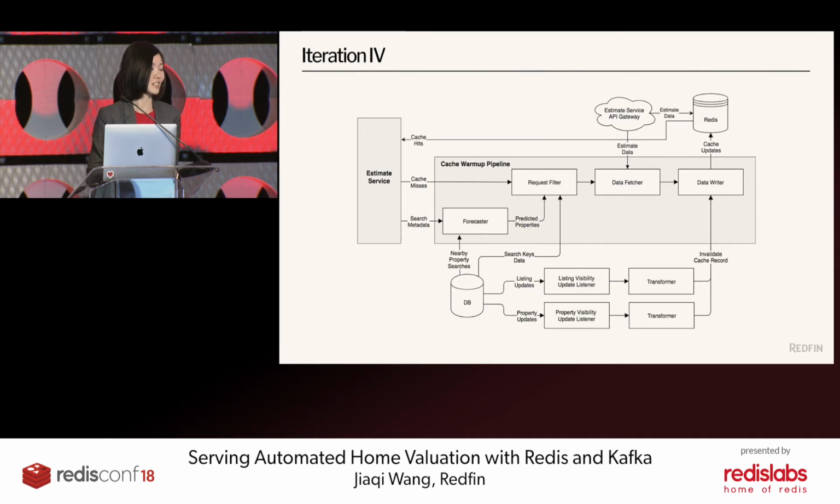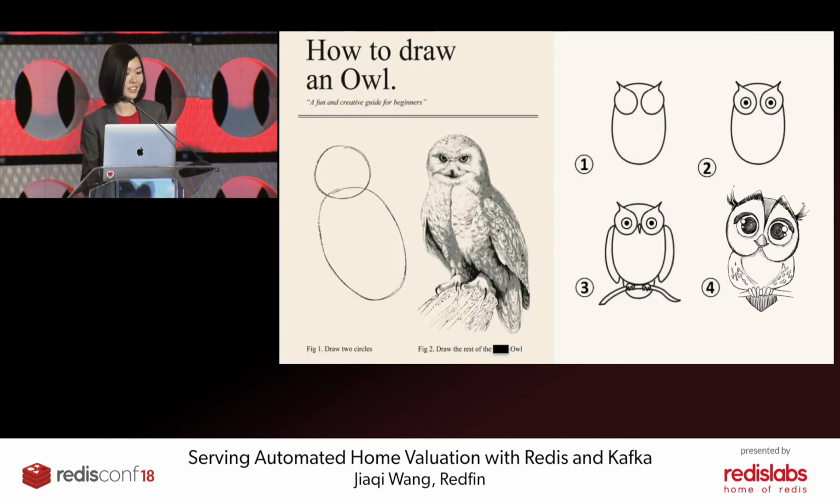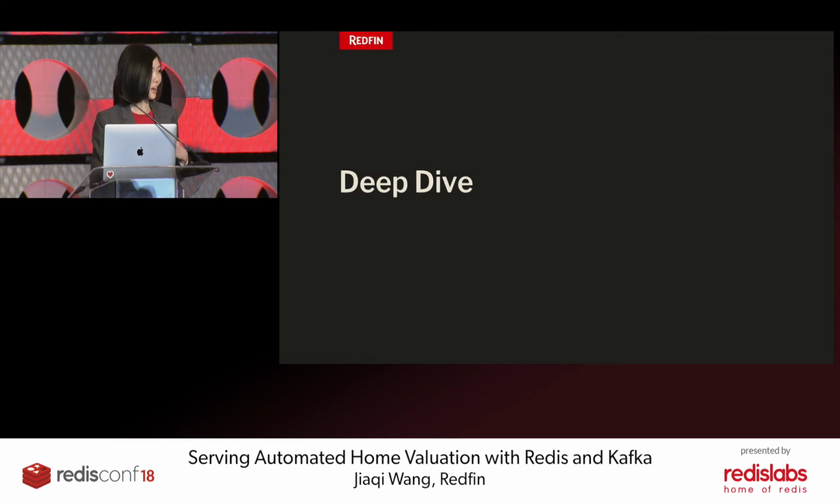As it turns out, this is our current system. In the middle, the gray box is our cache warm-up pipeline. On the bottom, that's our cache invalidation pipeline. And this looks pretty similar to the previous one, right? Kind of like how you draw an owl with two circles, fill in some of the details, and you're done. Anyways, putting that joke aside, let's do a deep dive into the cache warm-up pipeline.